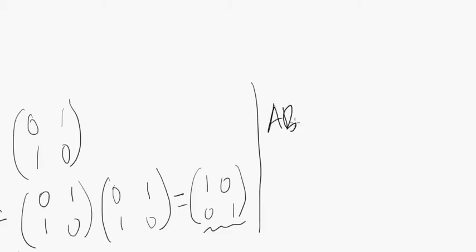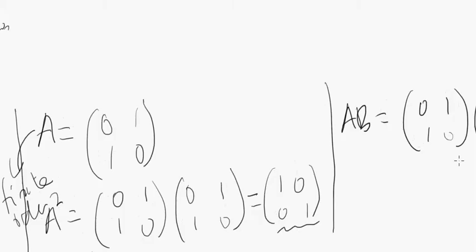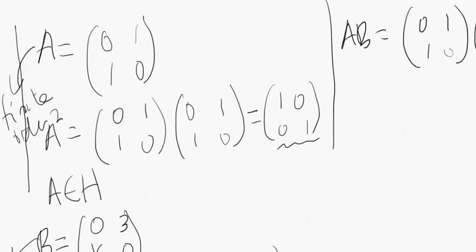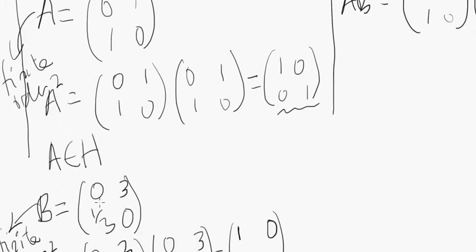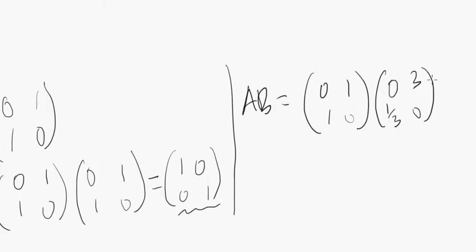a times b. If you recall what our values of a were, a was [0, 1; 1, 0], and I think b was [0, 3; 1/3, 0]. I hope I haven't forgotten this. So let's see, especially b. A was [0, 1; 1, 0]. Yeah, and b was [0, 3; 1/3, 0]. So that's accurate, right? So this is what we have.